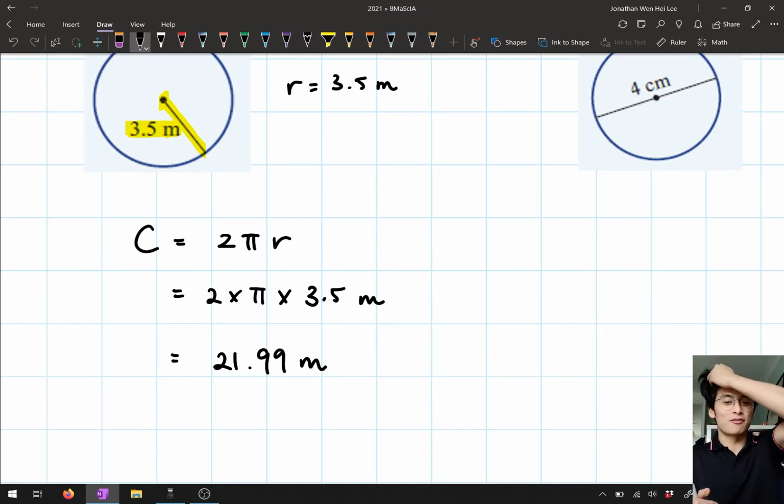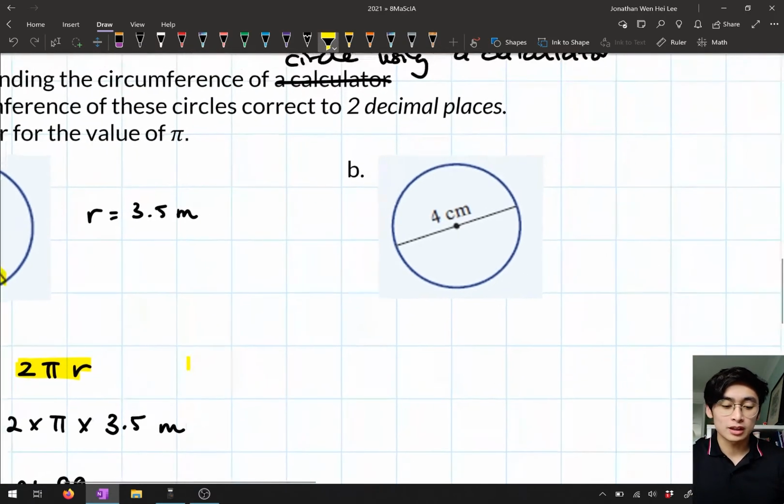Okay, there we go. That's how we can calculate the circumference of our circle. So here we got given the radius, so we had to use 2 pi r. Let's have a look at the next example.